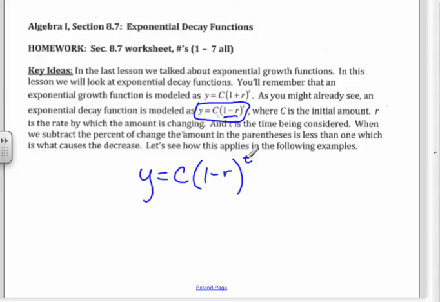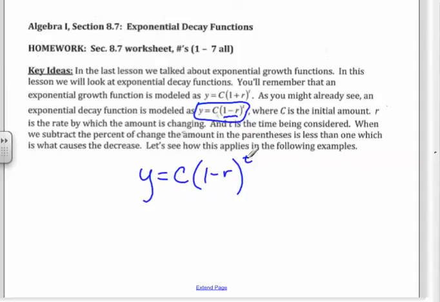And I should have thrown something in here like the half-life. There are a lot of good problems that talk about the half-life of carbon-14, for instance. It's a test that scientists use to determine how old something is by how much carbon-14 is still left in the organic or carbon-based body after it dies. Okay, so that's something to think about and look for.